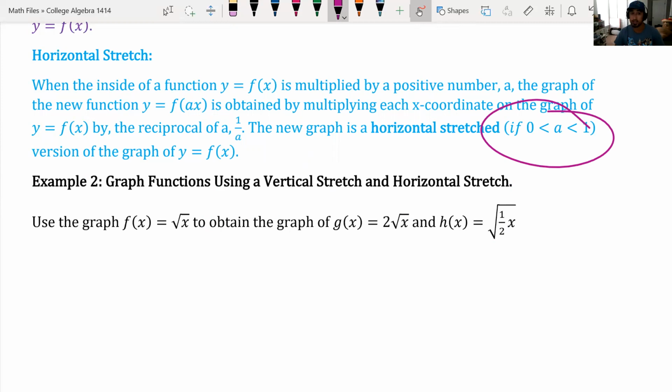And this is why I say for horizontal transformations, you always think opposite. If you look at the first example, this is a horizontal stretch. Yes, the number inside is 1/2, but since you always think opposite, you are going to multiply all your x values by the reciprocal of 1/2, which is 2. And that will stretch all your x values. So once again, any type of horizontal transformation, always think opposite.